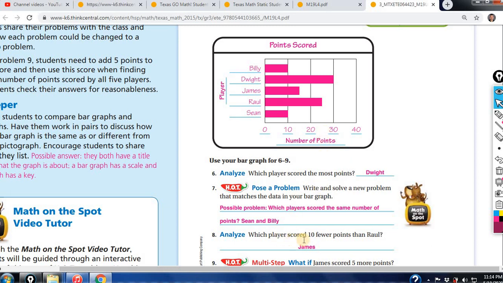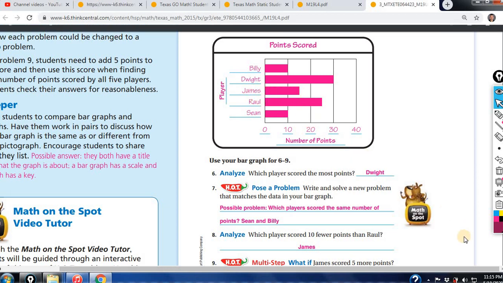Which player scored 10 fewer points than Raoul? Well, Raoul scored how many? He scored 25. Okay, 25. So 10 less, subtract 10, that'd be 15. So somebody, that'd be James.